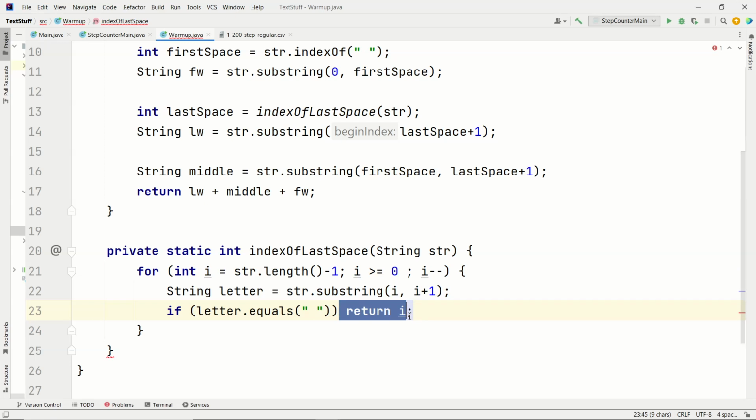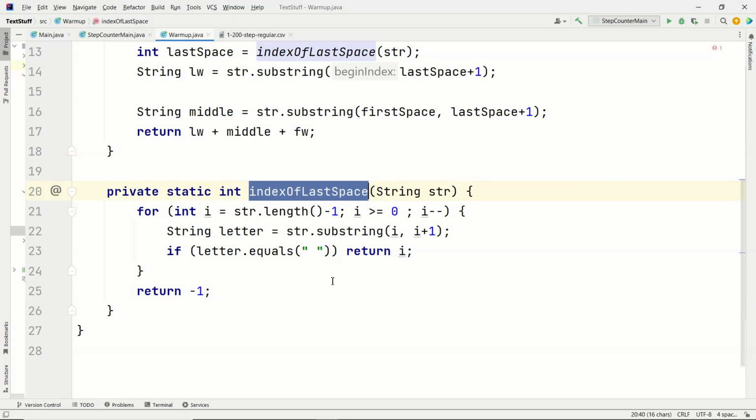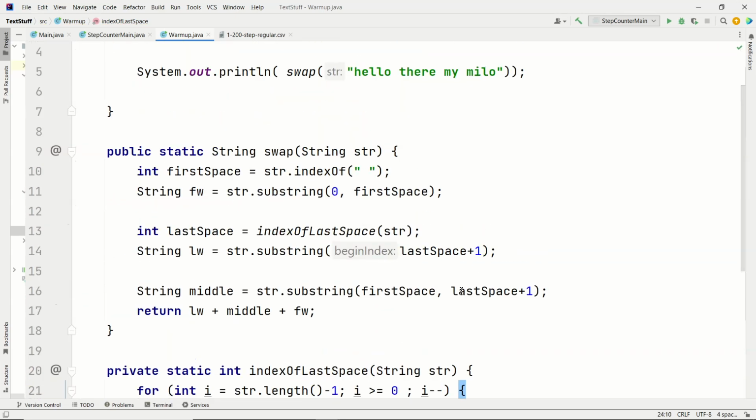And return exits right away. So the first time I see a space, I'll just exit right away. If I never see a space, I'll return -1 as a way of indicating that I have never seen a space. Okay, so I'm pretty much done now.